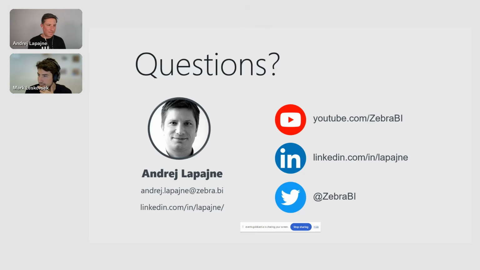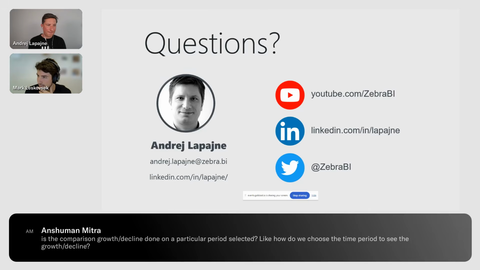Okay, so maybe the next question would be, is the comparison growth line decline done on a particular period selected? How do we actually show the growth lines or declines and so on? Oh, that's a great question. I think Anshuman is talking about the difference highlights, but also you saw the comparisons in trends as well.